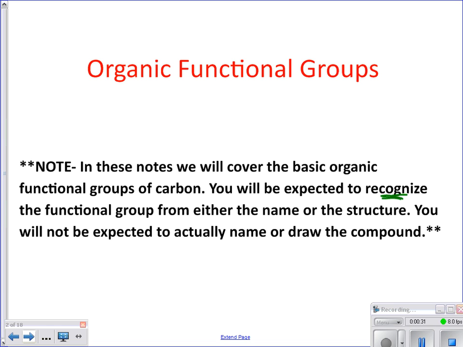All you're going to need to be able to do really is recognize those functional groups, and you need to be able to do that from either the name that is given or the structure that is drawn. So again, all you're going to have to do is be able to recognize and list what that functional group is. You will not be expected to actually name or draw the compound. So I just want to make sure that that's clear.